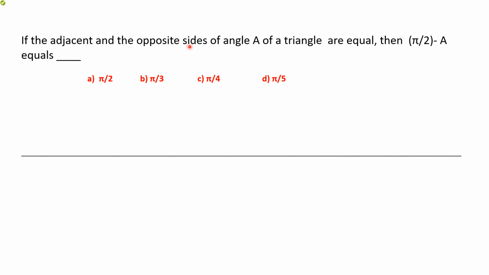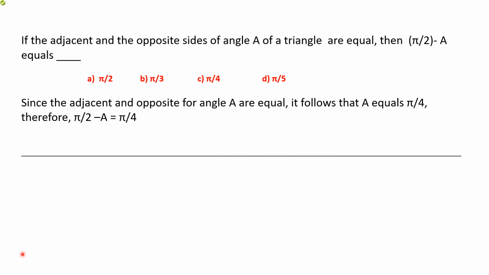Let's go ahead and look at the solution to the problem. Here is our logic. Since the adjacent and the opposite for angle A are equal, it follows that A equals pi/4, and from that we can figure out pi/2 minus A, which is going to be equal to pi/4. So the answer will be pi/4. We have to plug it in right there. Let's take a look at the next question.